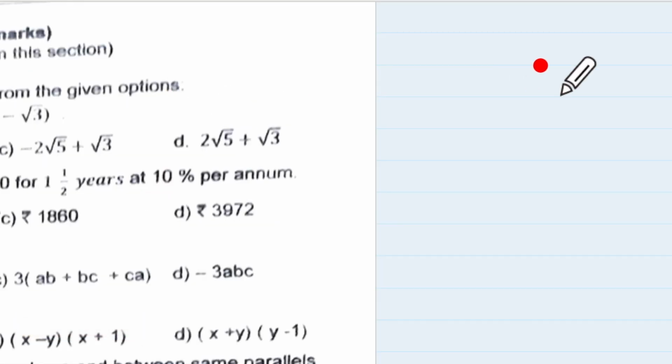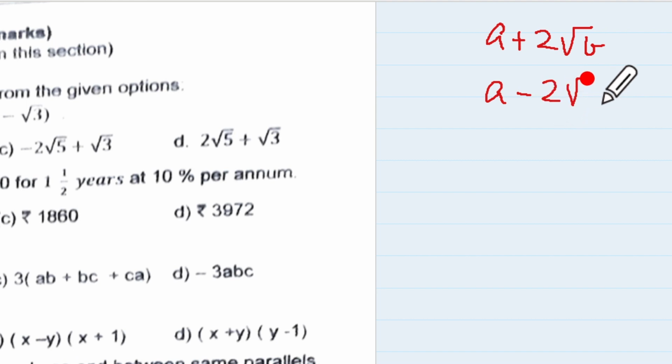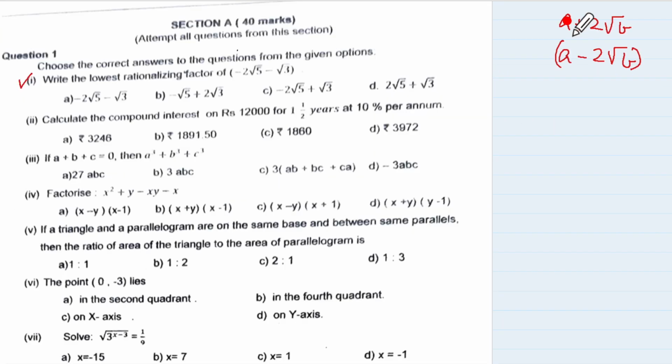So let us take one example. Supposing I have a plus 2 root b as the denominator. Then I will take a minus 2 root b as the rationalizing factor so that I can use a square minus b square as our identity, a plus b into a minus b. I can get rid of this root of b.